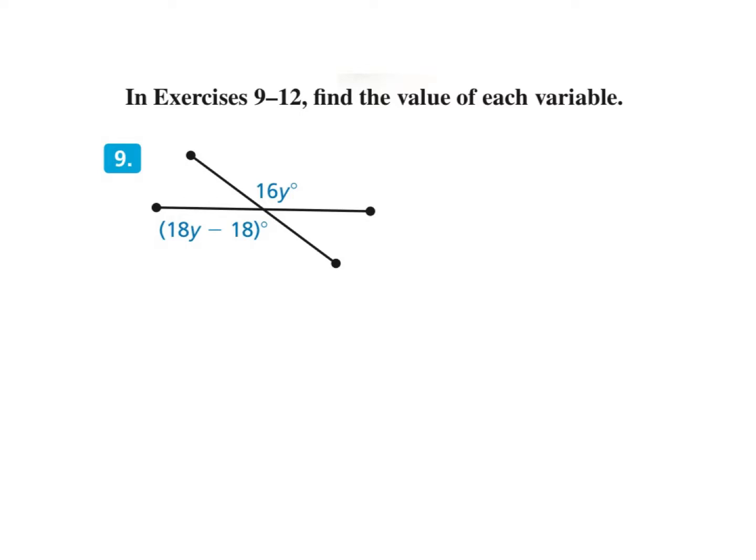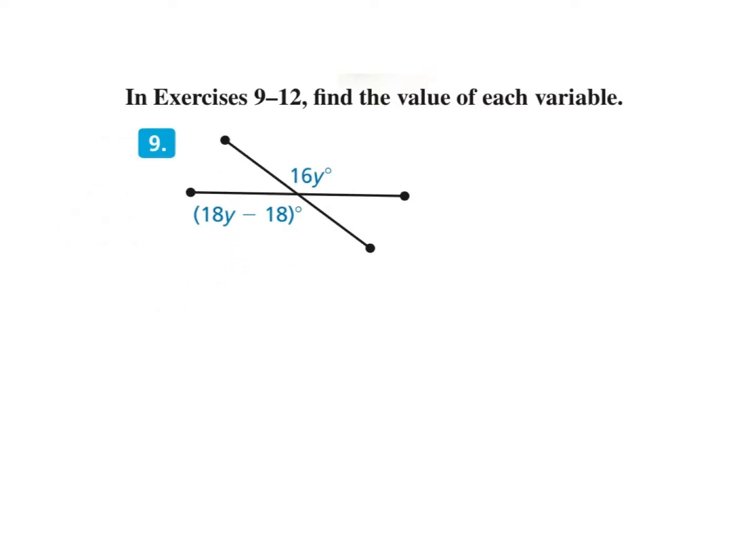Finding the value of each variable. These are vertical angles, so these two are the same. They're equal to each other, so write them equal to each other. 18y minus 18 is equal to 16y. All right? And it says find the value of each variable, so just find the value of y.